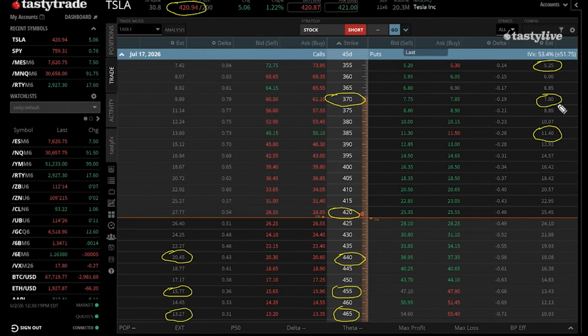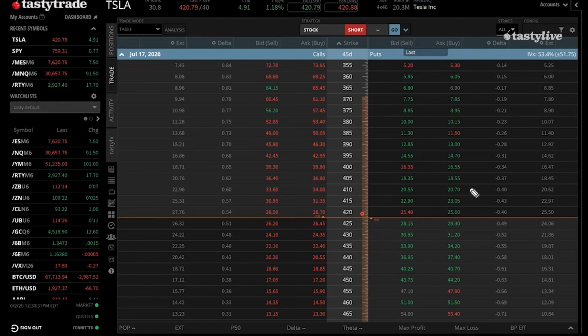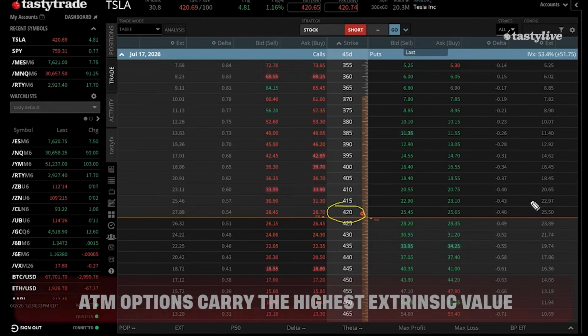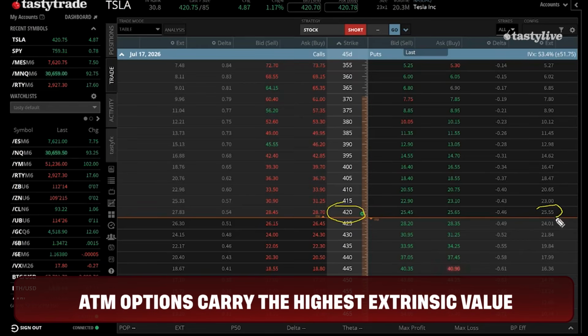Also notice, sticking with Tesla, just to make our work here a bit simpler and cleaner, notice again that the at-the-money strike has the highest extrinsic value. So if I delete everything that's on the screen, you can see my 420 strike on both sides of the market. On the put side, it's $25.50. That is greater than the out-of-the-money puts or the in-the-money puts. On the call side, it's almost $28. That is greater than the in-the-money calls. That is greater than the out-of-the-money calls. Again, the at-the-money strike is going to command the highest extrinsic value.